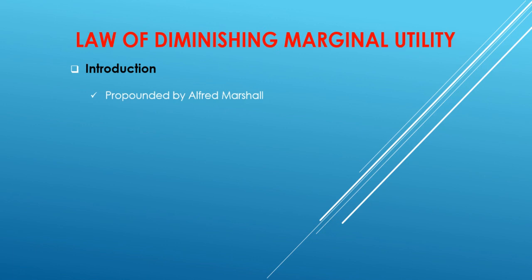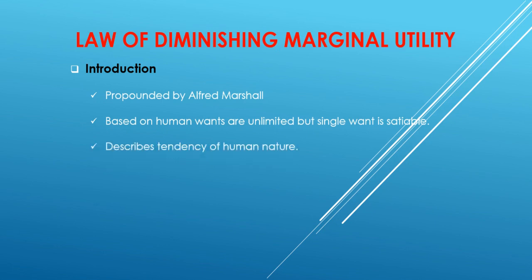This law is based on two important facts. First, the total wants of a man are virtually unlimited, but each single want is satiable. Second, different goods are not perfect substitutes for each other in the satisfaction of various wants.